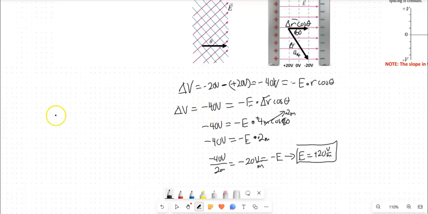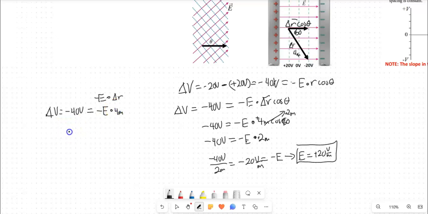But let's look at what happens if we calculate this incorrectly. We know that's negative 40 volts, and I'm going to put negative E dot delta R and just leave it like that. So negative E, and our original path is 4 meters.